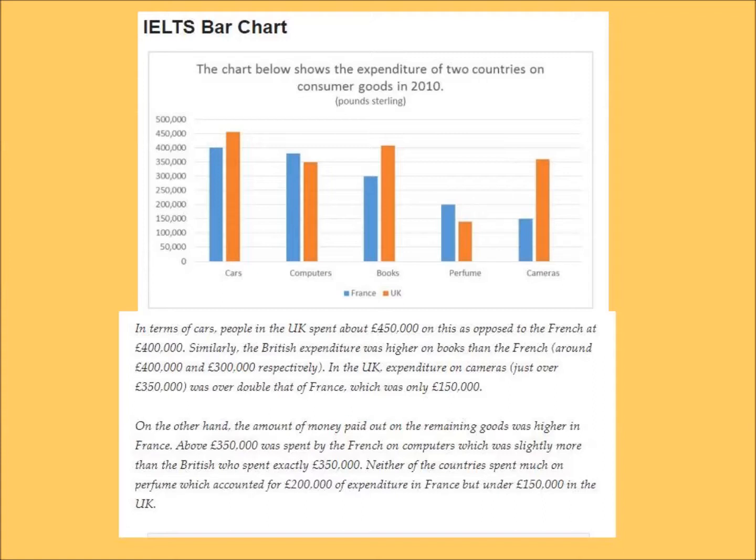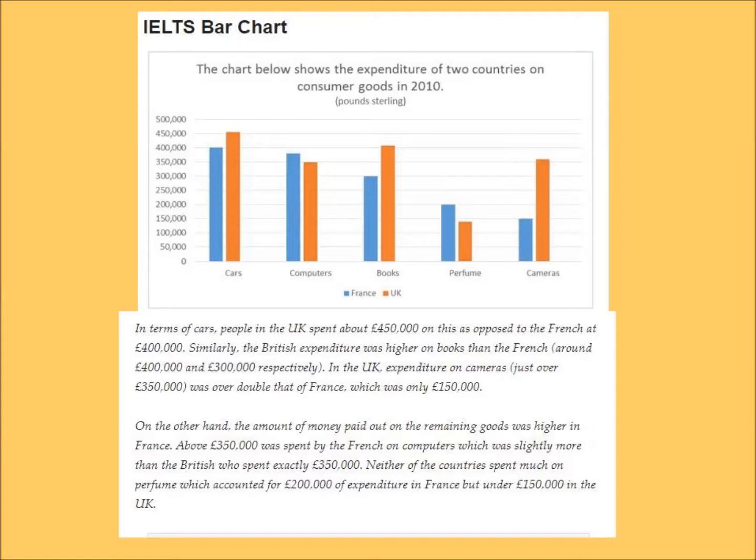In terms of cars, people in the UK spent about 450,000 pounds. Yeah, it is said clearly. As opposed to the French, 400,000. On cars, the French spent 400,000 but the British 450. There's not much significant difference in these two figures, but anyway, the highest amount of expenditure is on cars, so the writer has started with that detail.